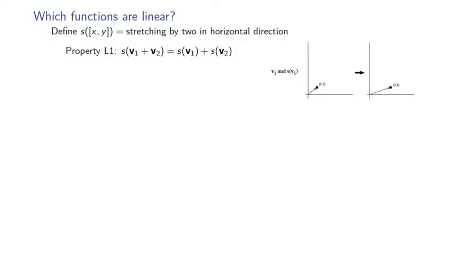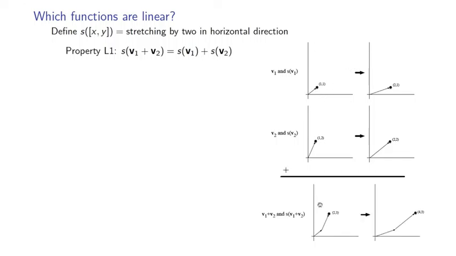We'll illustrate that it is true using an example. Here's a vector v1, and here's its image under s, s(v1). Here's another vector, v2, and here's its image, s(v2). Now, if we add v1 and v2, we get this vector, v1 + v2, and its image is s(v1 + v2) over here. But this same vector is also the sum of s(v1) + s(v2). So we've shown that s(v1 + v2) equals s(v1) + s(v2).